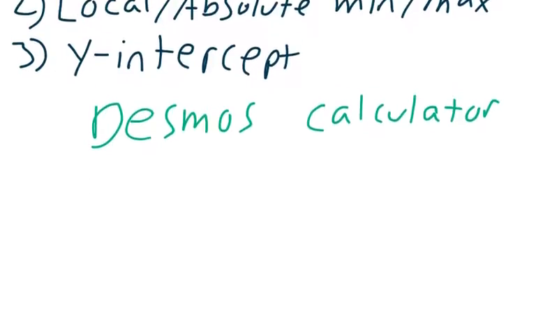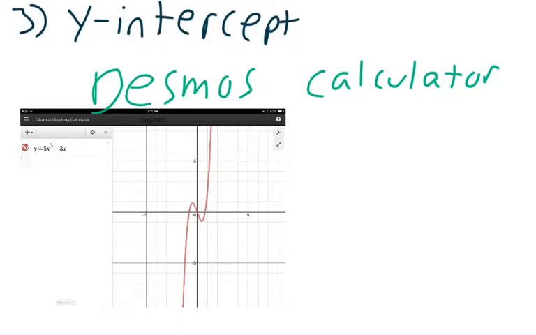When you do that, here's what I get. So here's the screen capture on my iPad when I had this function graphed. So you see it right here: y equals 5x cubed minus 3x. It's graphed on this picture right here.